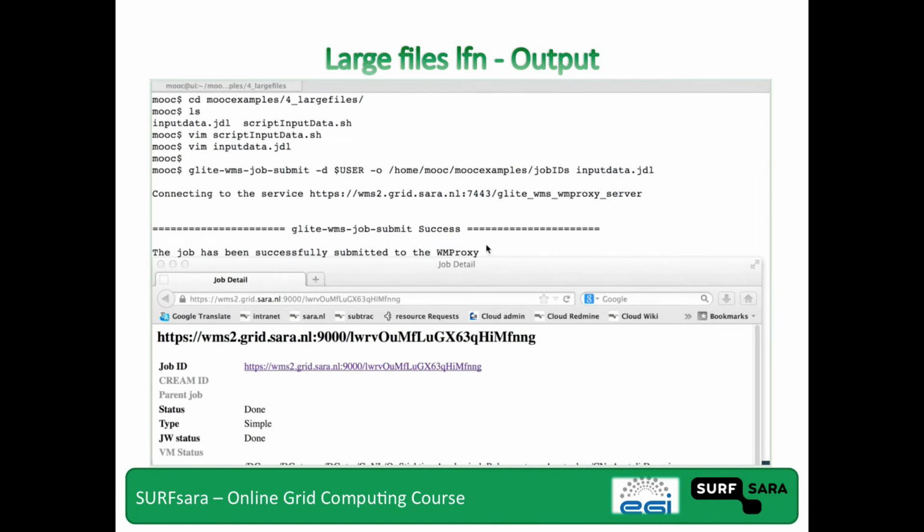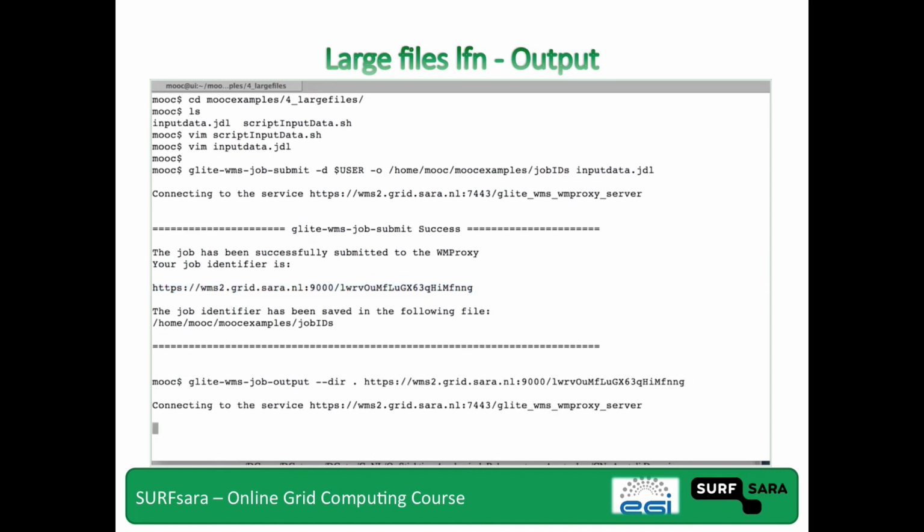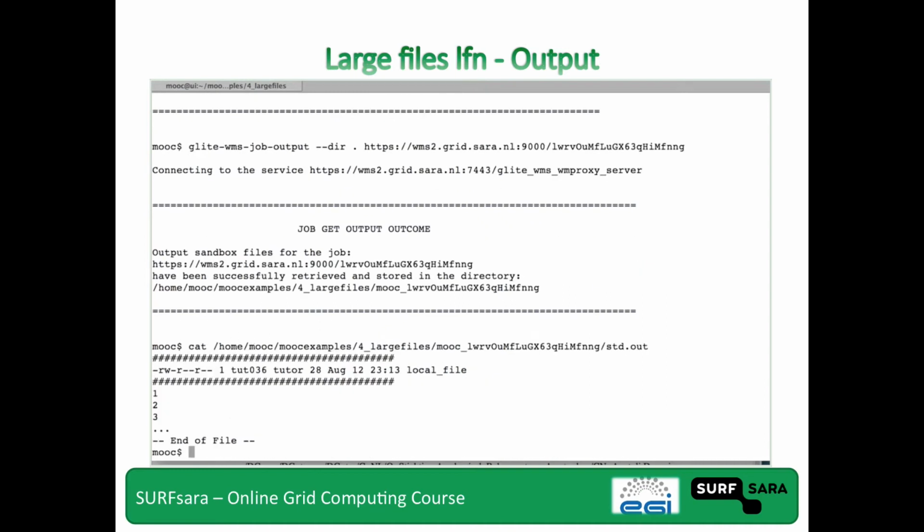Alright, it's done. So we can now take a look at what the outputs are. Right, just a normal output command. We want to retrieve the data to the current directory. And we can just copy the identifier to retrieve the output sandbox. This is where the data is located. And we can just take a look at the output file. And there you go. That's it.